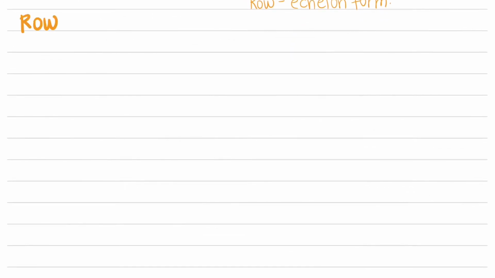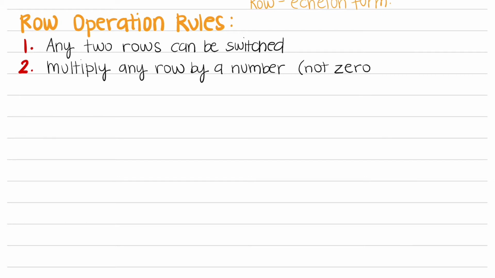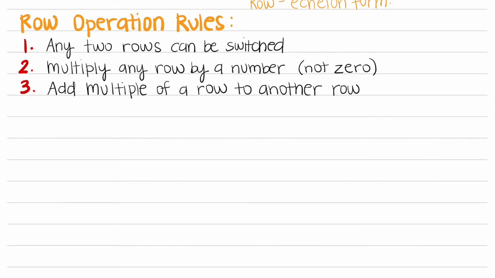There are 3 rules you would use for elementary row operations. 1, any 2 rows can be switched. 2, multiply any row by a number as long as it's not 0. And 3, add a multiple of a row to another row. So I'll show you below how we will use these rules.